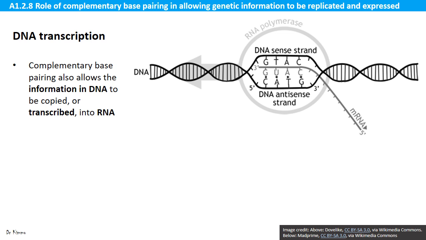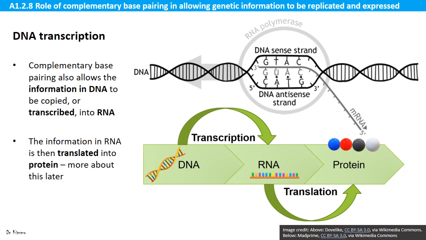DNA transcription. Complementary base pairing also allows the information in DNA to be copied or transcribed into RNA. The information in RNA is then translated into protein. So we go from DNA to RNA to protein. The first step when information is transferred from DNA to RNA is called transcription. The second step, when information is transferred from RNA to protein, is called translation. But you will learn much more about this later on.